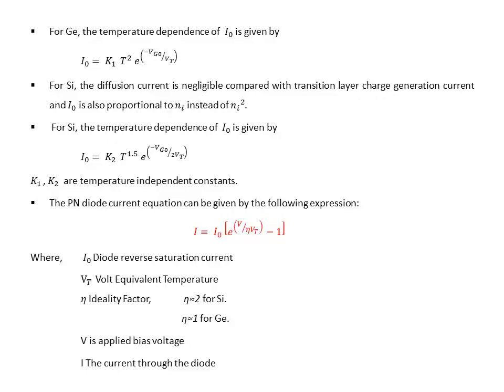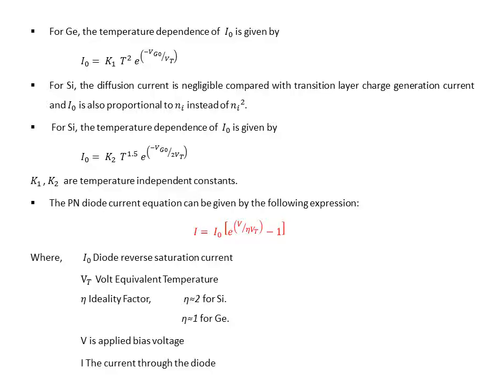Here K1 is a temperature-independent constant. Similarly, for silicon, the diffusion current is negligible compared with the transition layer charge generation current, and I0 is proportional to Ni instead of Ni². So for silicon, the temperature dependence of I0 is given by I0 = K2 · T^1.5 · e^(−Vg0/2Vt), where K1 and K2 are temperature-independent constants.